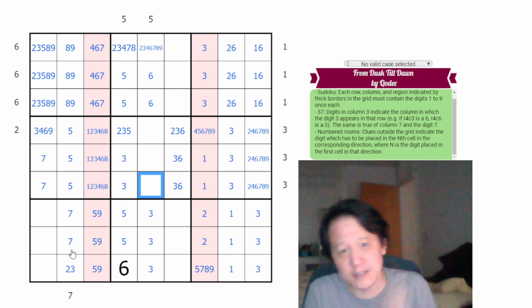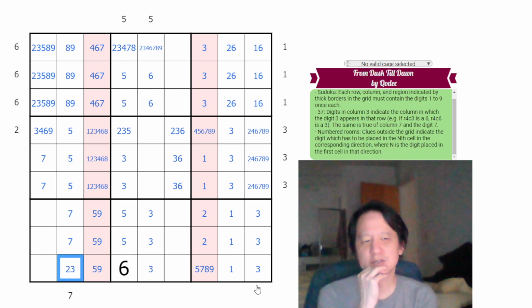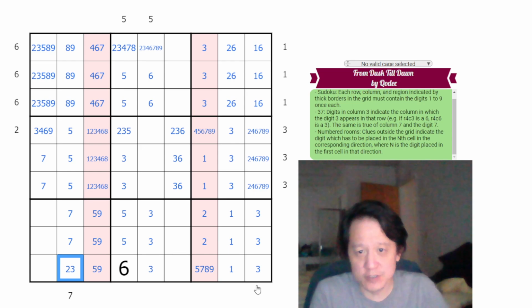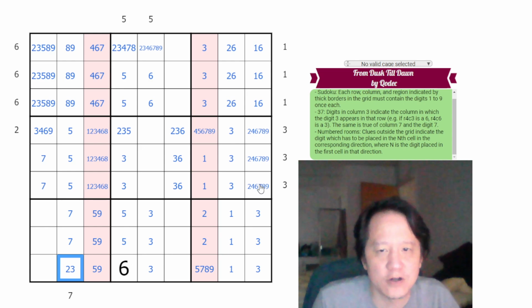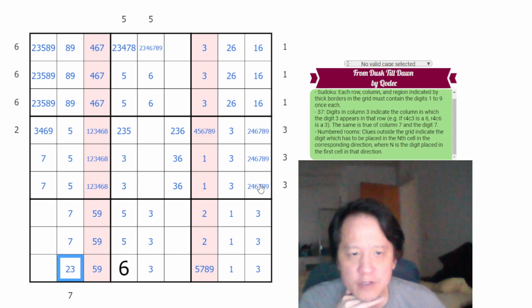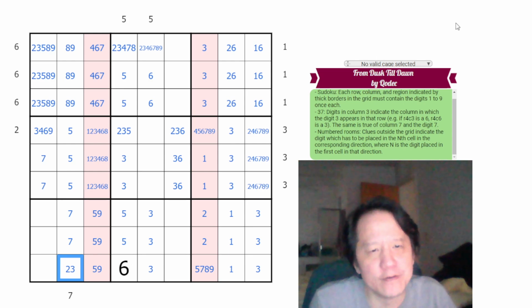This seems kind of crazy, to be honest. This was only average difficulty. And we only have 3. We have the normal Sudoku rules. We have the 3 7 digits column thing. And we have the number rooms. Clues outside the grid indicate the digit has to be placed in the nth cell in the corresponding direction.